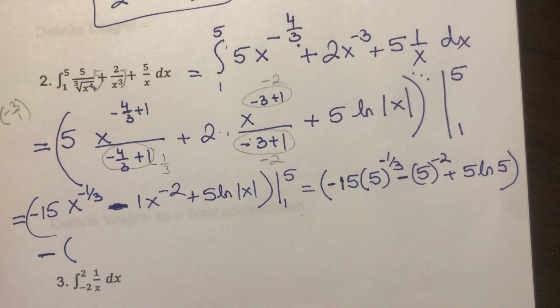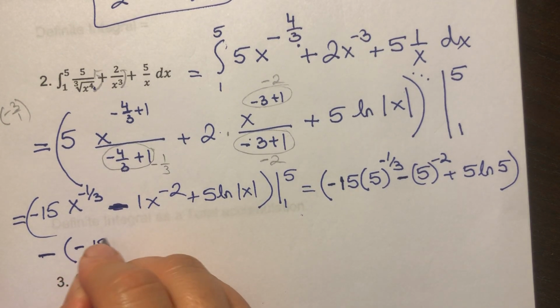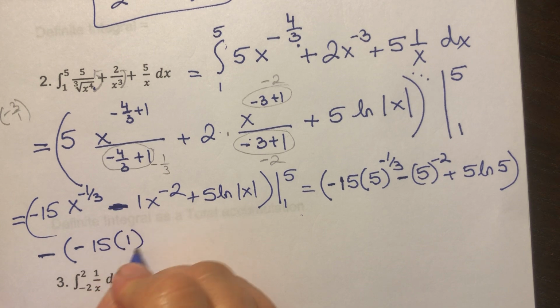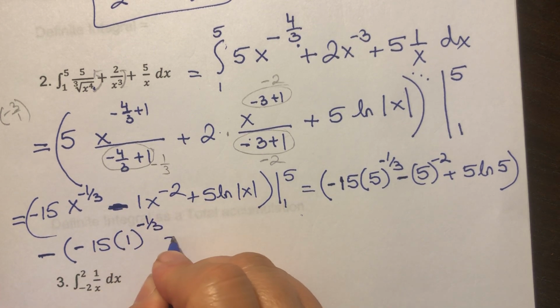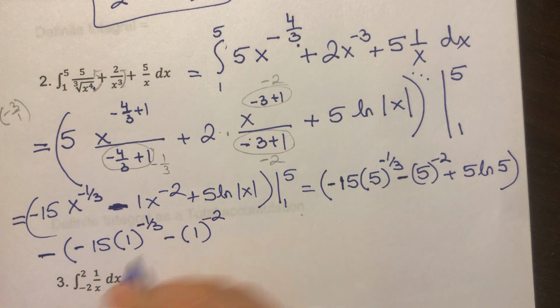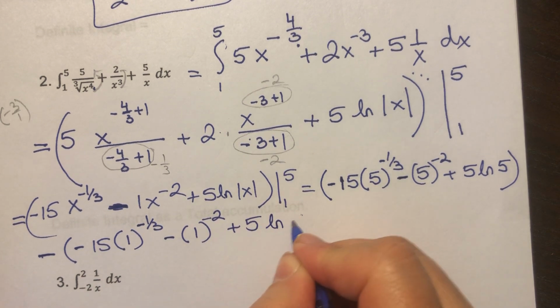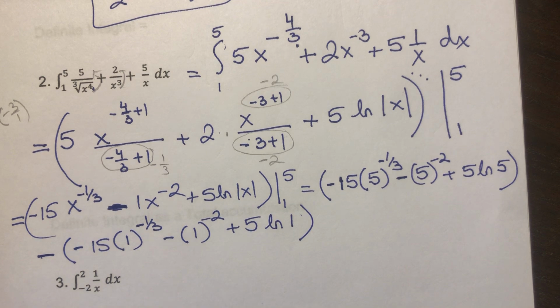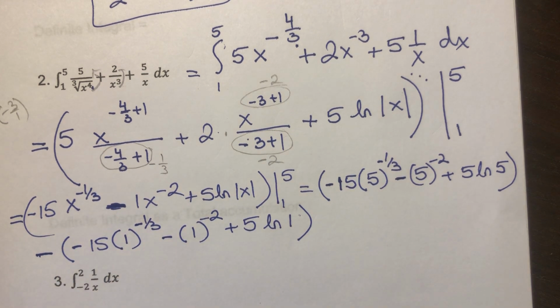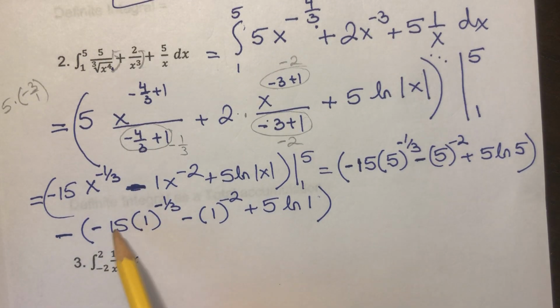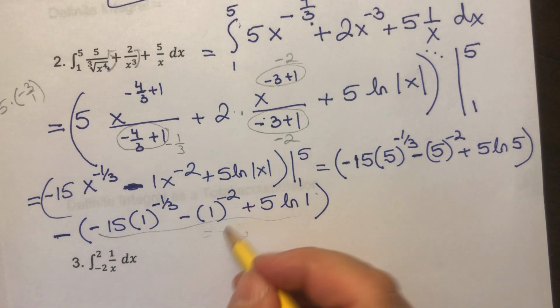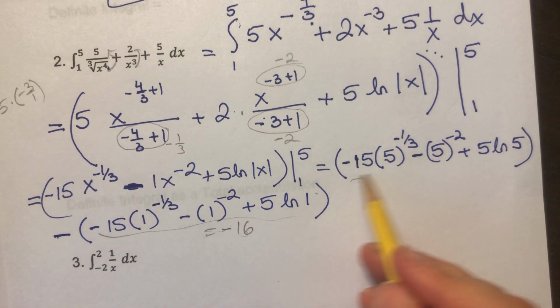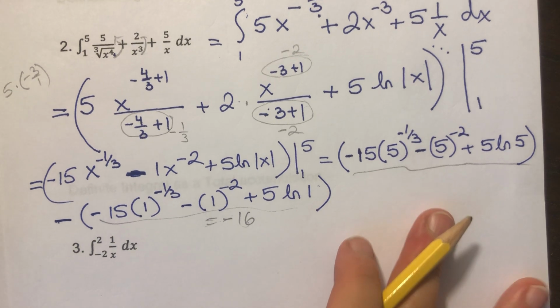Minus the same thing. Plug in now a 1. So 1 to the negative 1/3 minus 1 to the negative 2 plus 5 times ln of 1. By the way, the absolute value of 1 is 1. The absolute value of 5 is 5. That might be easy. That's a 0. That's a negative 1. Negative 15 minus 1. That's a negative 16 from the second parentheses. I could tell you that without a calculator, but that's not a big deal, because this has to come out of a calculator anyhow.